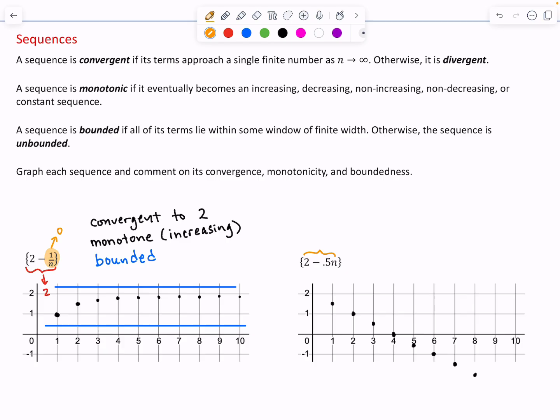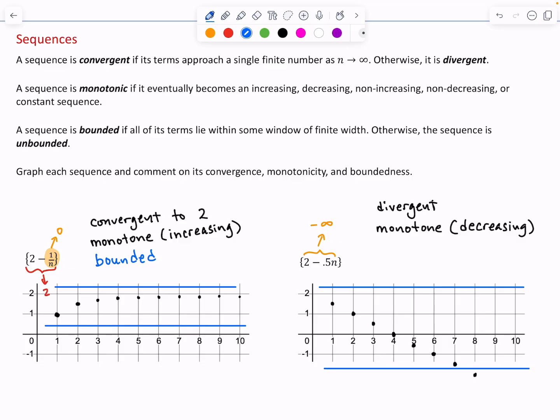This expression as n approaches infinity, half of infinity is infinite in size, and 2 minus that is negative infinity. So we say this sequence is divergent because it does not have a finite limit. It is a monotone, decreasing sequence in this case, and there is no window of finite width that can contain the entire sequence. There is an upper bar that the sequence will never go higher than, but no matter what lower bar, the sequence will eventually go lower than it. So we say that this sequence is bounded above but not bounded below, but we'll just say unbounded.